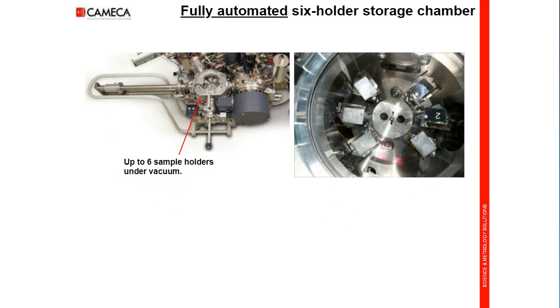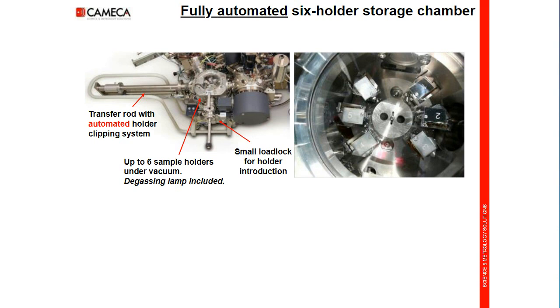We can see here the photos of the automated storage chamber. It includes a motorized transfer rod for automated load and unload of sample holders, as well as a computer-controlled sample degassing system using a halogen bulb. Also shown is the small, fast load lock for introducing a holder inside the storage chamber.